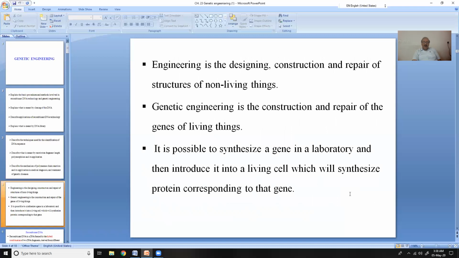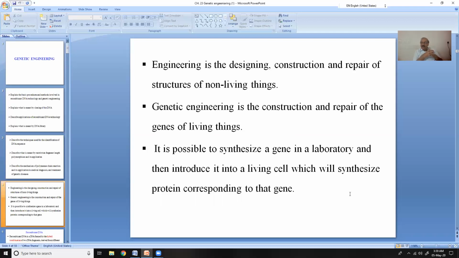Engineering. Now I'm coming to the topic. Engineering is the designing, construction, and repair of structure of non-living things. You know the mechanical engineers, you know the electrical engineers, you know the food engineers. So they are non-living things.